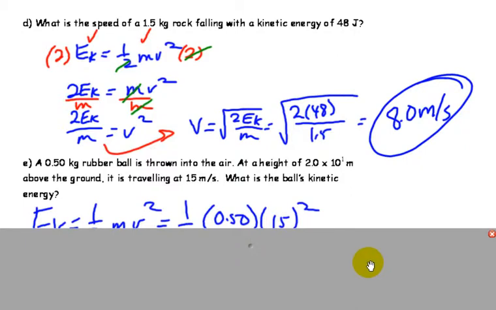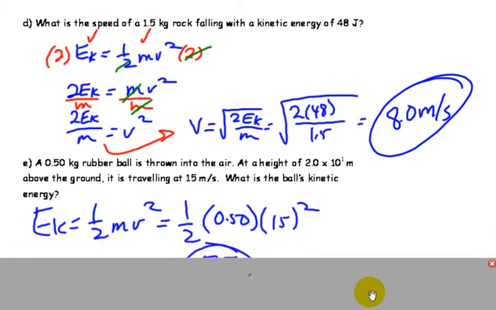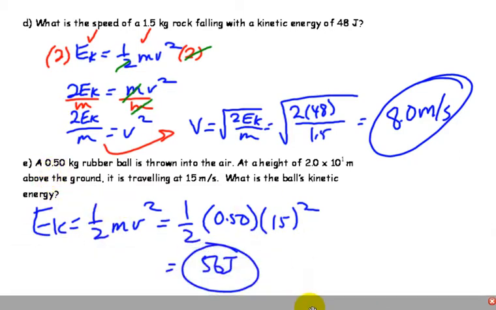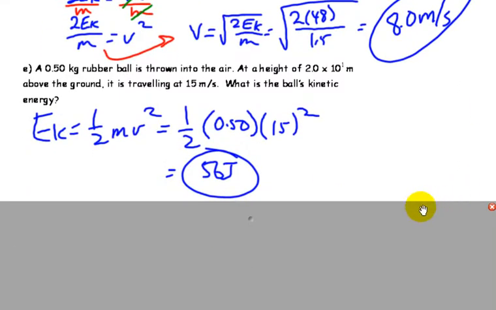A half kilogram rubber ball is thrown in the air at a height of 20 meters above the ground. It's traveling 15 meters per second. What is the ball's kinetic energy? So of course we know the kilograms, we know the speed, so there we have it, 56 joules.